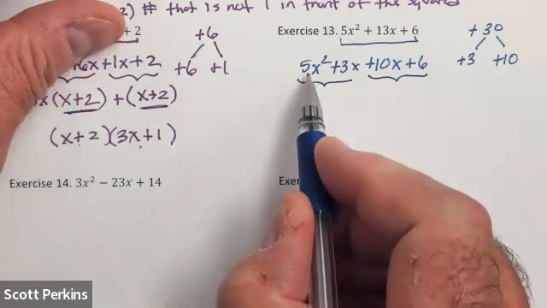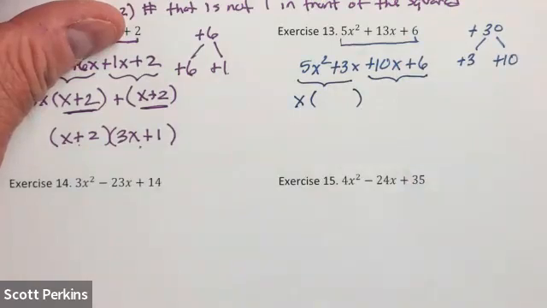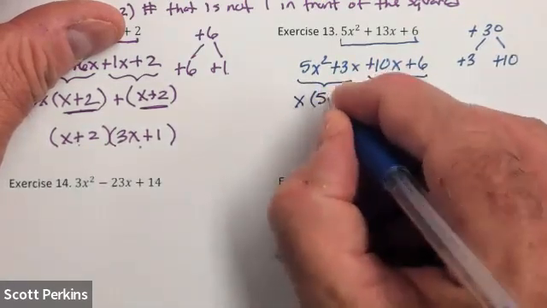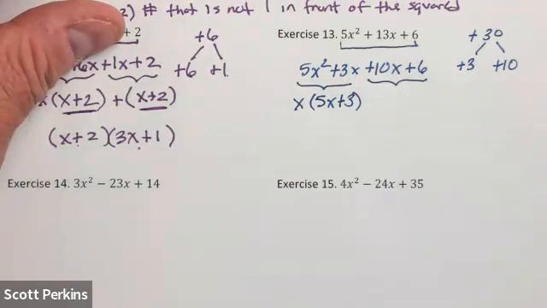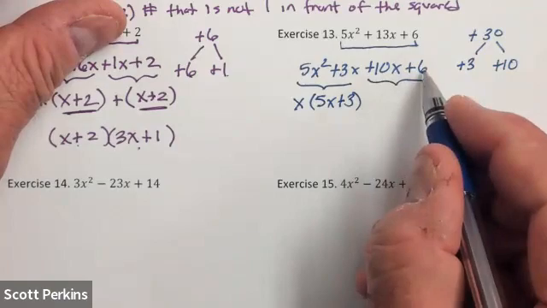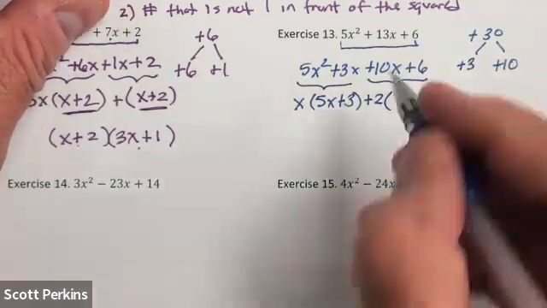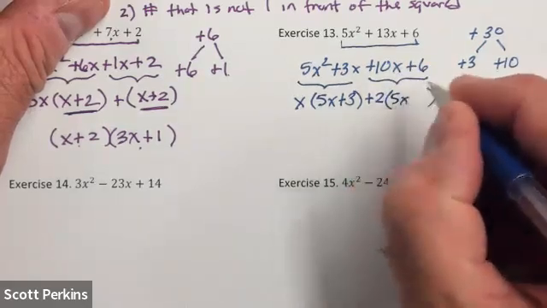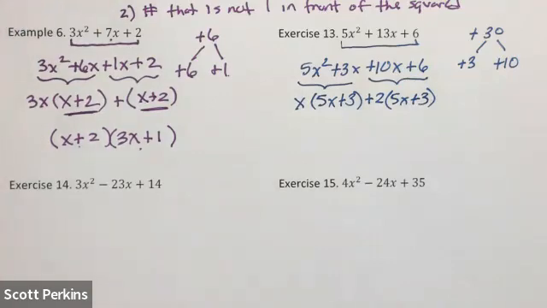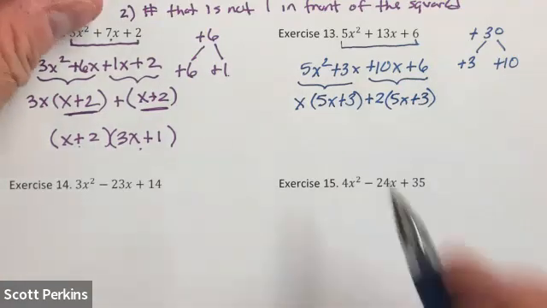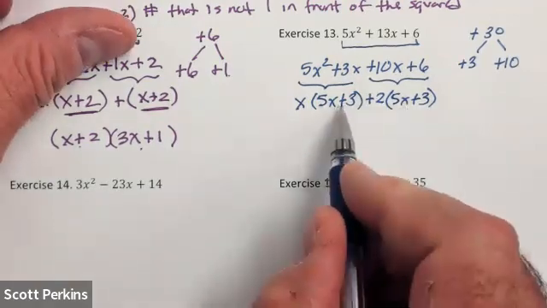And so out of the first two, the 5x squared and the 3x, I can factor out an x. 5x squared divided by x leaves 5x. 3x divided by x is plus 3. The second pair of terms, the 10x and the 6, they share a 2. 10x divided by 2 is 5x, and 6 divided by 2 is 3. And the grouping worked. As we saw last section, I know the grouping works when I have the exact same thing in parentheses. That's something we talked about.